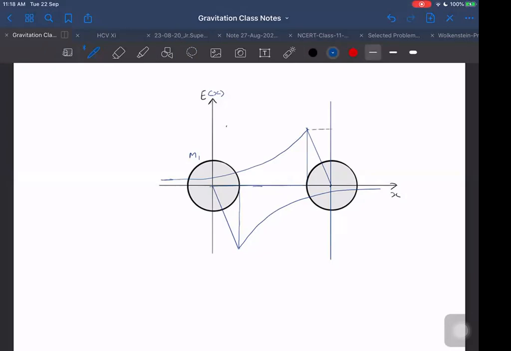This is the electric field at the surface, sorry, gravitational field at the surface for one, and gravitational field at the surface for the other. We can call it E1 at the surface, E2 at the surface. These are the graphs for two cases.